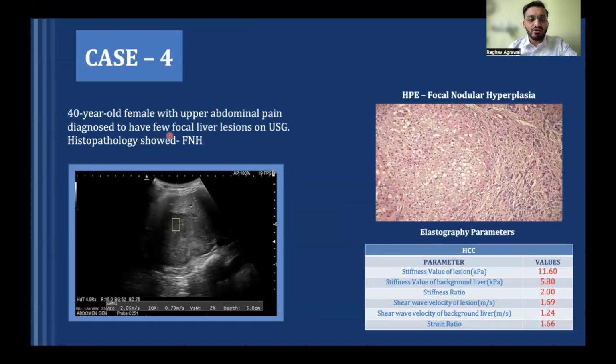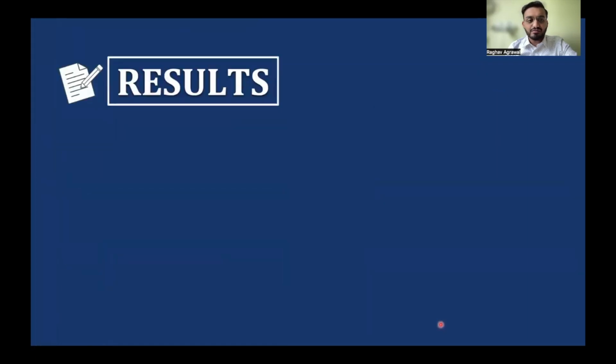Another case of 40-year-old female with upper abdominal pain diagnosed to have few focal liver lesions on ultrasound. Histology showed focal nodular hyperplasia. The elastography parameters were stiffness value of lesion was 11.6 kilopascals and strain ratio was 1.6.